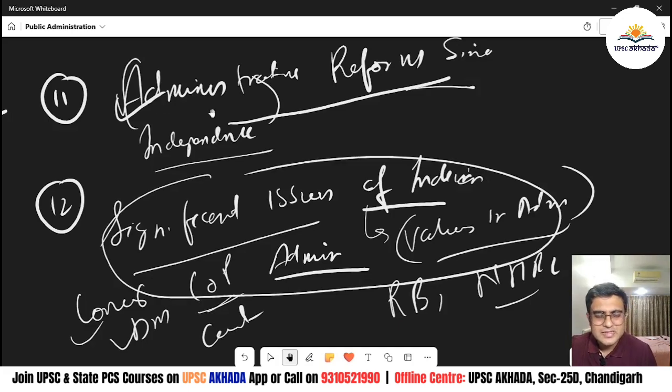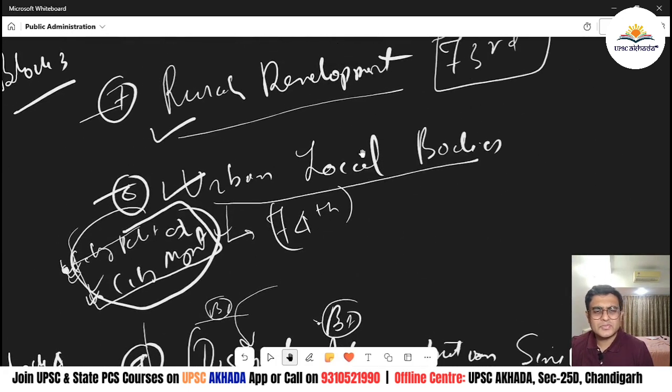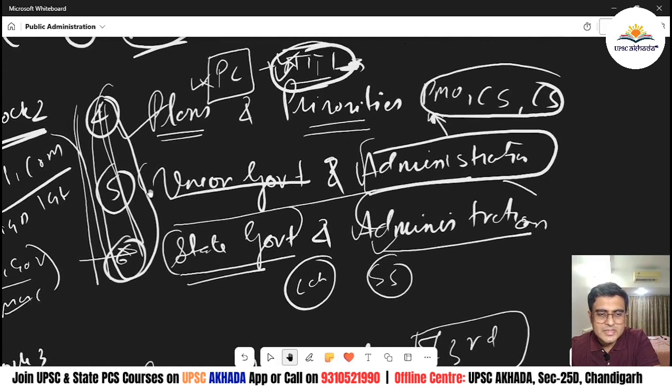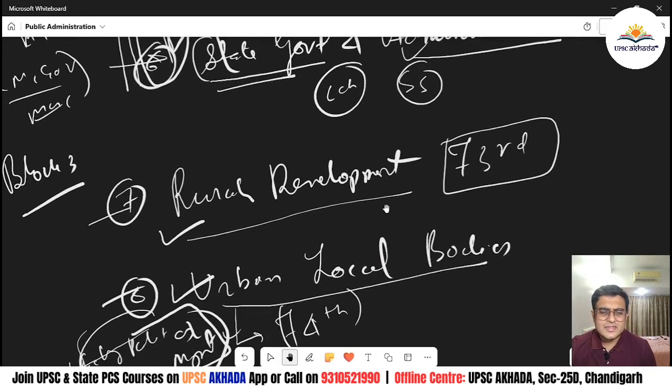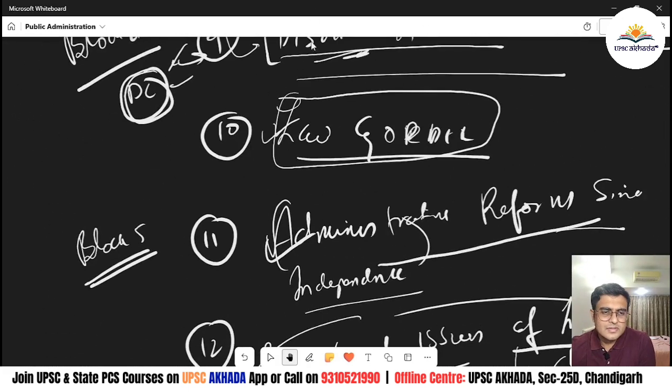Relatively smaller topics, chapters 11 to 12. Though paper 2 shouldn't ideally take much time, because it's more of application, unlike paper 1 where theoretical concepts take more time to read and understand. See, these chapters are big chapters in paper 2. Union government and state government take a bit of time. There are huge chapters.